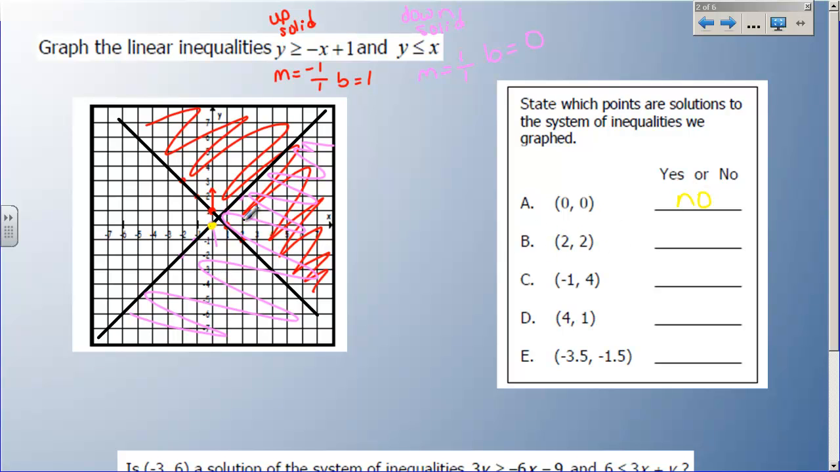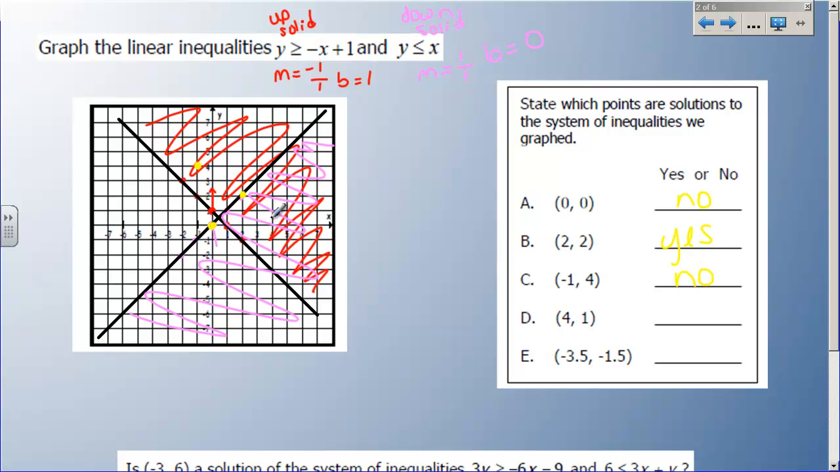So we'll go over to 2, up 2. It's on a boundary line that is part of that triangle. Since the boundary line is solid, it's okay that it's on the boundary line. So yes, this will be a solution because it is on a boundary line that is part of that triangle we created. Now, (-1, 4). That's in a shaded area, but it's not the overlapping shaded area. So no, that won't be a solution either.